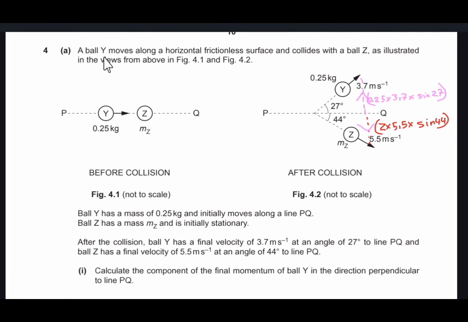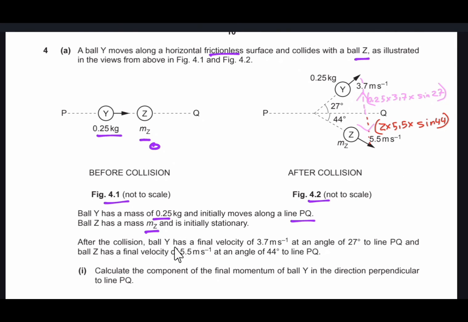For part A, ball Y moves along the horizontal frictionless surface. So the surface is frictionless, that means there is no friction, and ball Y collides with ball Z, as illustrated in figures 4.1 and 4.2, that is before collision and after collision. Ball Y has a mass of 0.25 and moves initially along line PQ. Ball Z has a mass mz and is initially stationary, that means its speed is 0.